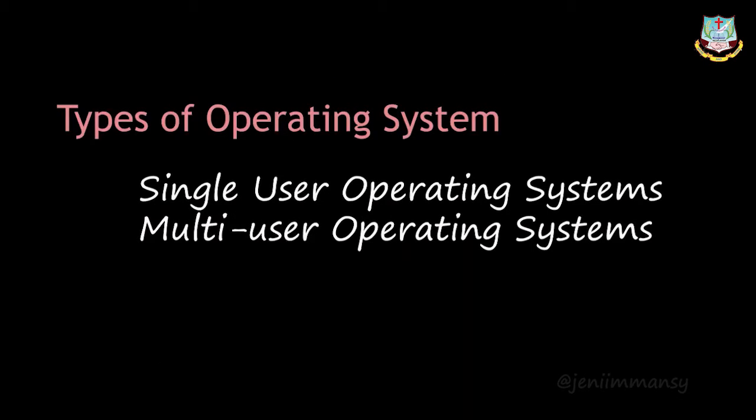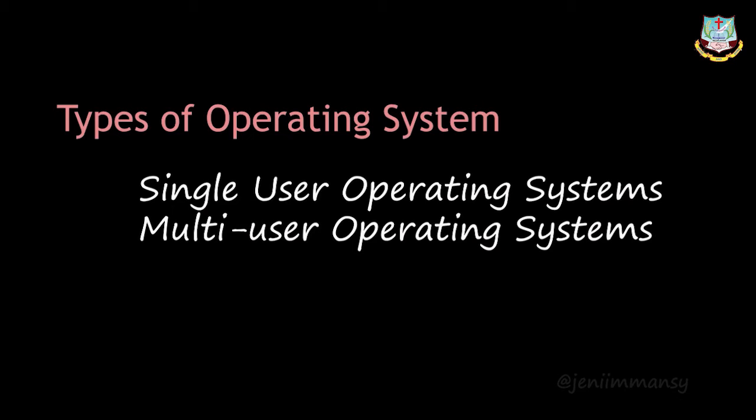Okay, now let's see the types of operating system. We have two types: single user operating system and multi-user operating system. Okay, single user means this operating system will allow only a single user to perform a task at the same time. That is a single user, single task operating system. Like MS-DOS is an example of single user. That means only a single task can be operated at the same time.